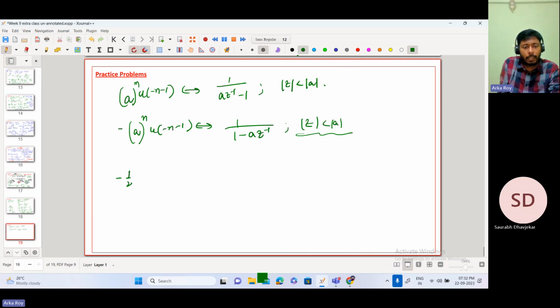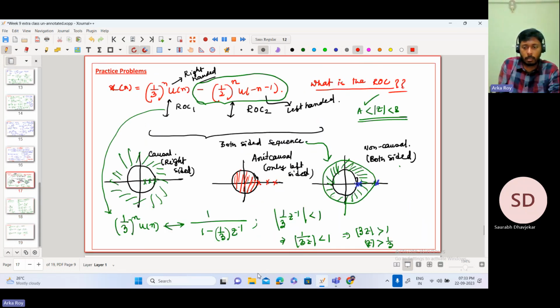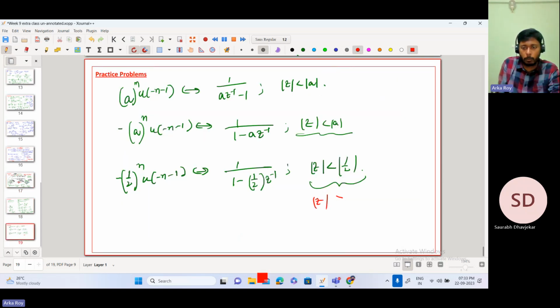So I can now say that minus half to the power n u of minus n minus 1 will have this sort of z transform, that is 1 upon 1 minus half z inverse. But your ROC will be of this sort. So we now have two ROCs. One is mod z greater than 1 upon 3, and I can just write the other as mod z less than half, because mod of half is the same as half.